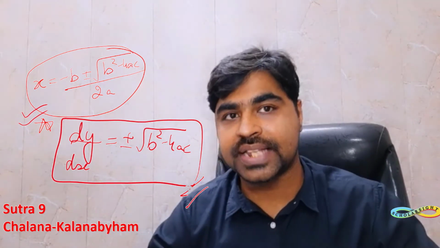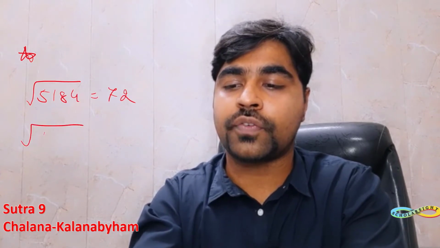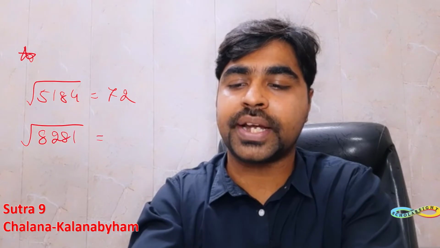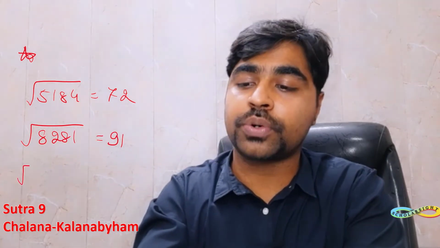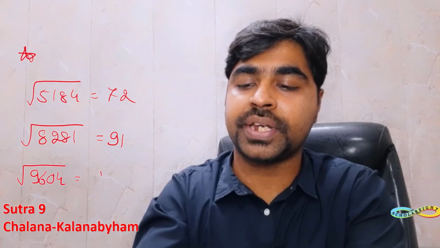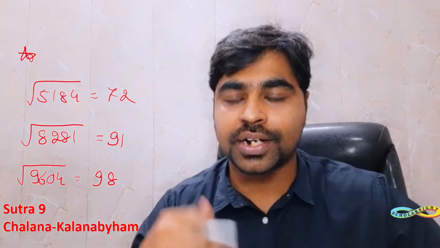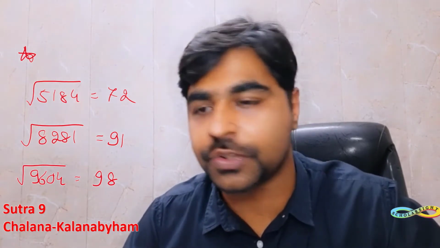Okay, and what is that? We will be discussing in depth with you in this session. We will also help you find the square roots of perfect squares. Something like, what is the square root of 5184? Its square root is 72. What is the square root of 8281? It is 91. What is the square root of 9604? It is going to be 98. I have not memorized them, I have obviously solved them in front of you.